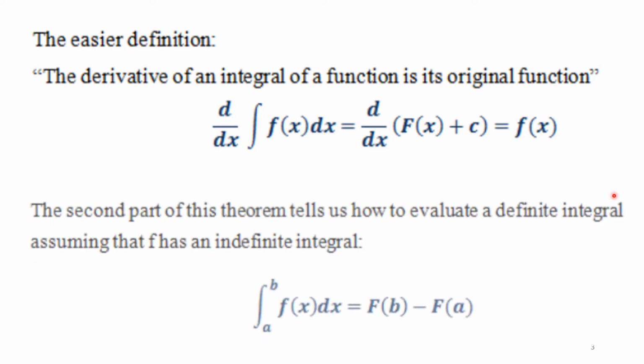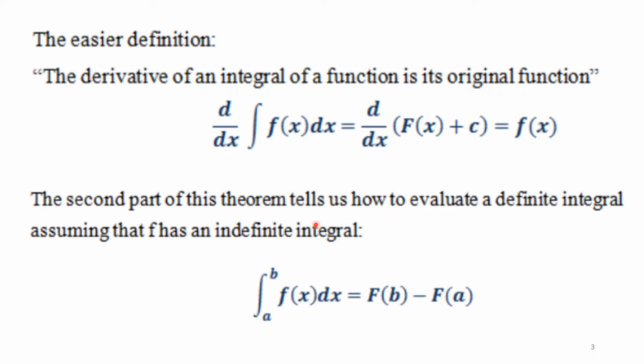The second part of this theorem tells us how to evaluate a definite integral, assuming that f has an indefinite integral. That is, the integral from a to b of f of x dx is equal to F at b minus F at a. And to say, we evaluate it from the upper limit minus the lower limit.